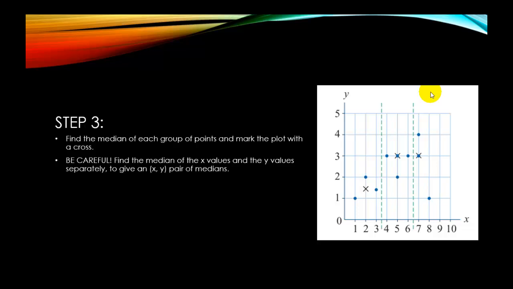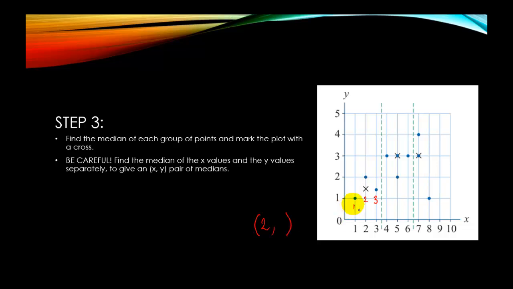So for example, let's have a look at this point down here in the first region. We're just looking at the x values now. This is 1, this is 2, and this is 3. So in this situation, the median, the middle number of this, is 2. That's going to be our x value.